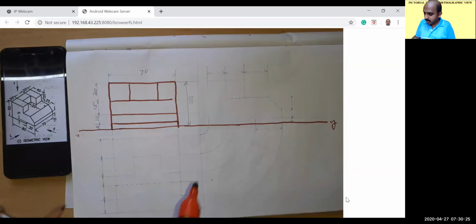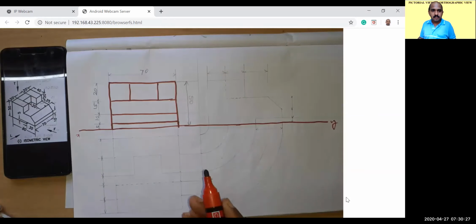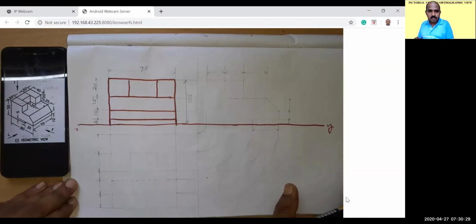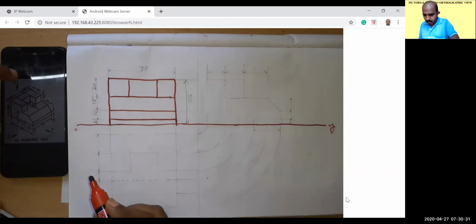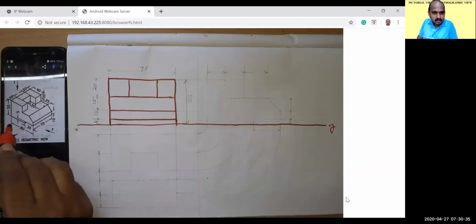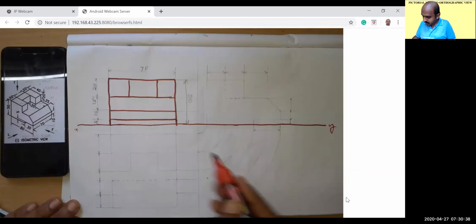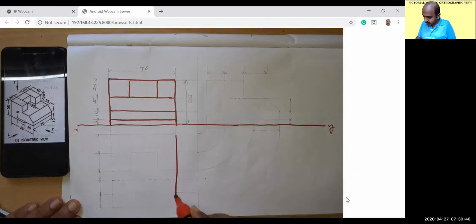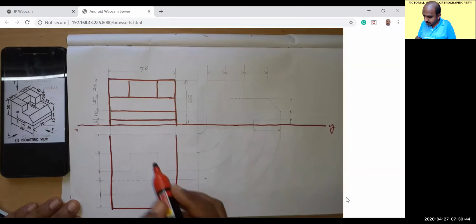Okay, so this is your front view. Once you complete the front view, coming to the top view, you are looking in this direction, the top view direction. What is the length? This is 80, and width is equal to 70.